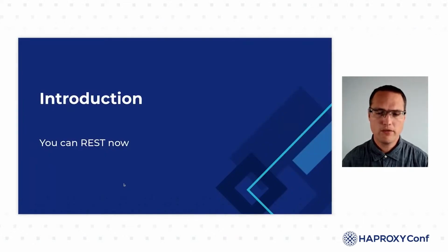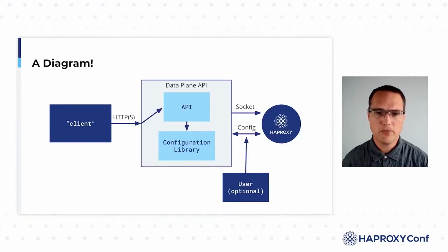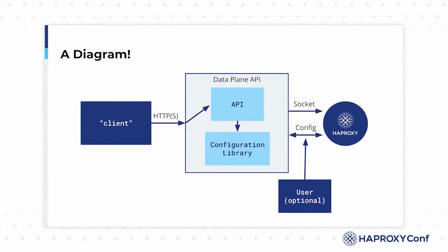The Data Plane API is a daemon written in Golang, which runs on an HAProxy server and reads and writes to the HAProxy configuration file based upon RESTful API calls that it receives. This might be a little bit easier explained with a diagram, so here we have one. We can see that the client is talking to the API, which has a configuration library, which can parse actual human-written HAProxy configurations and then apply the required changes.